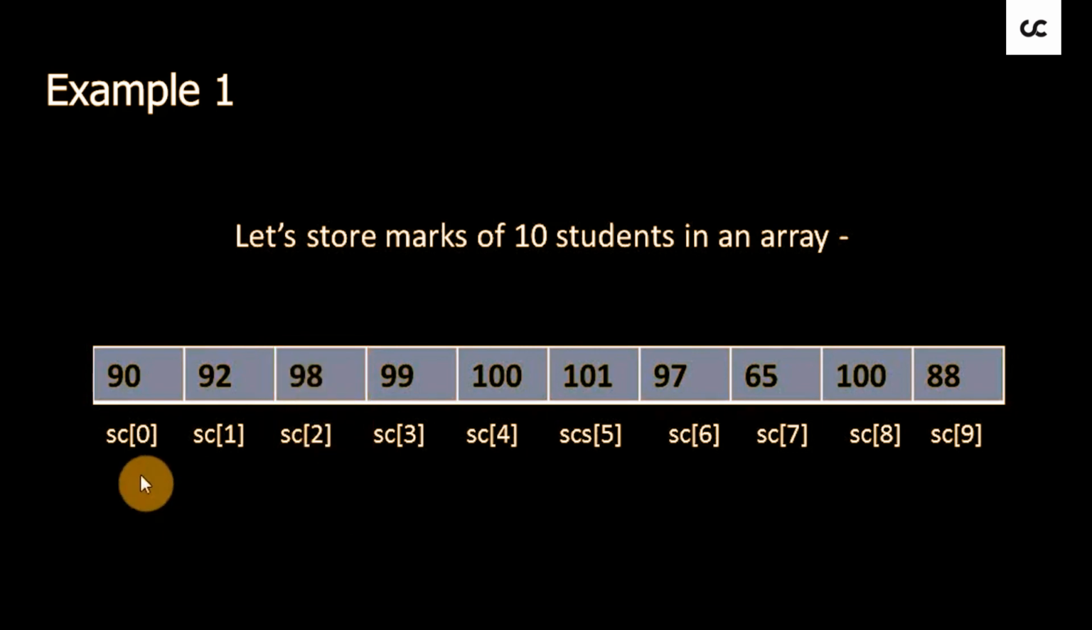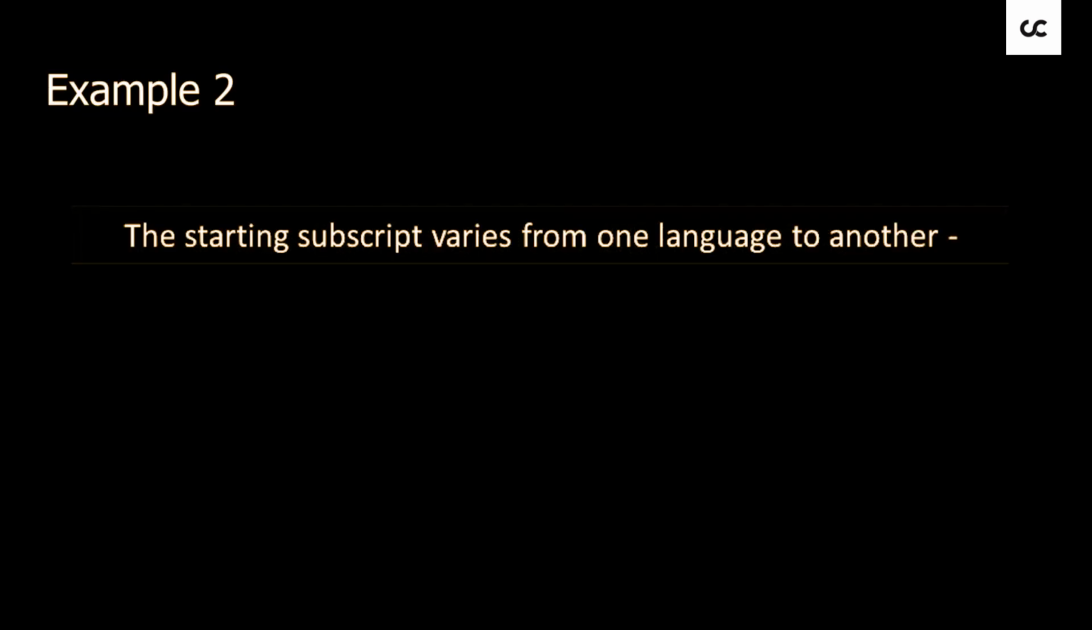So what I can derive from this diagram is, SC square bracket 0 pertains to the score of the first student, right? SC square bracket 1 is indicative of the score of the second student. SC2 the score of the third student, which is 98. Hence SC9 happens to be the score of the 10th student. SC square bracket 9, what is it? Array element. And 88 is the value of this array element SC9. And in this example, it denotes the marks, the score of the 10th student. So all these elements are stored in contiguous memory locations.